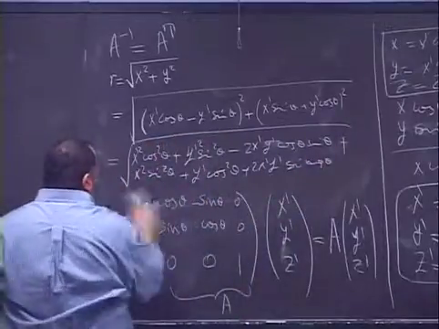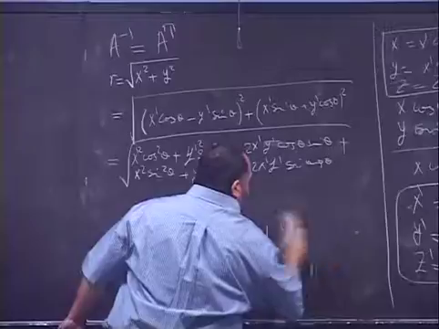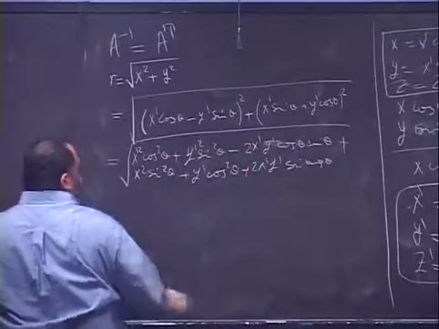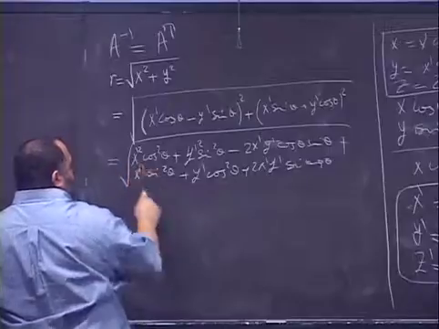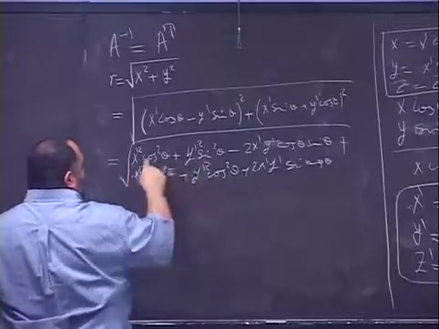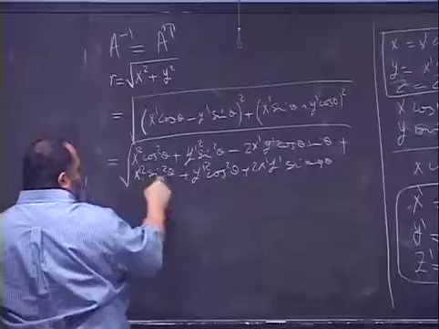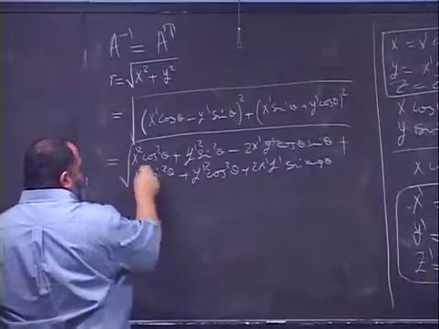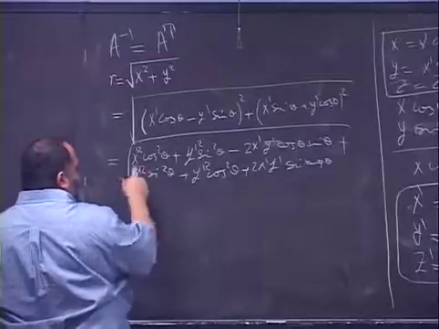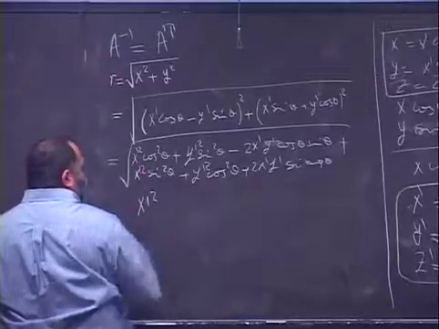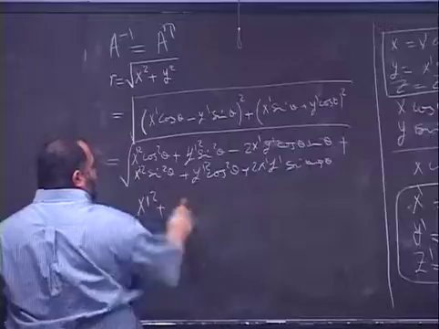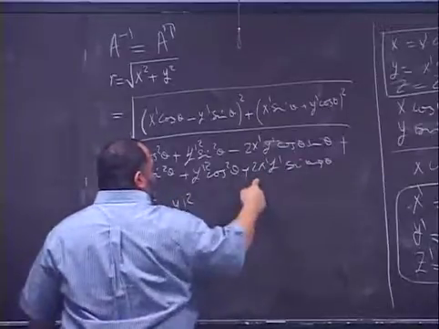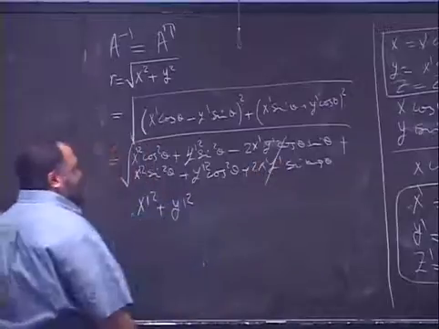So what will this give you? x'² (cos²θ + sin²θ). What's the value? 1 multiplied by x'² is what? And what's this? y'². And what's this? Cancel out.